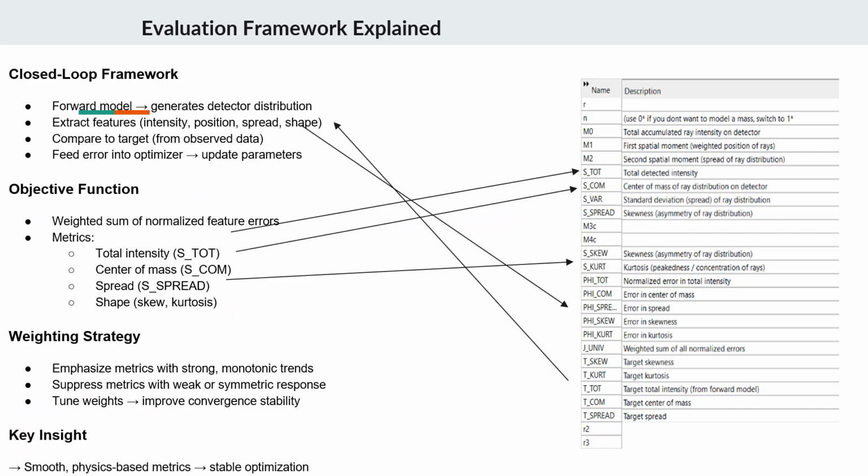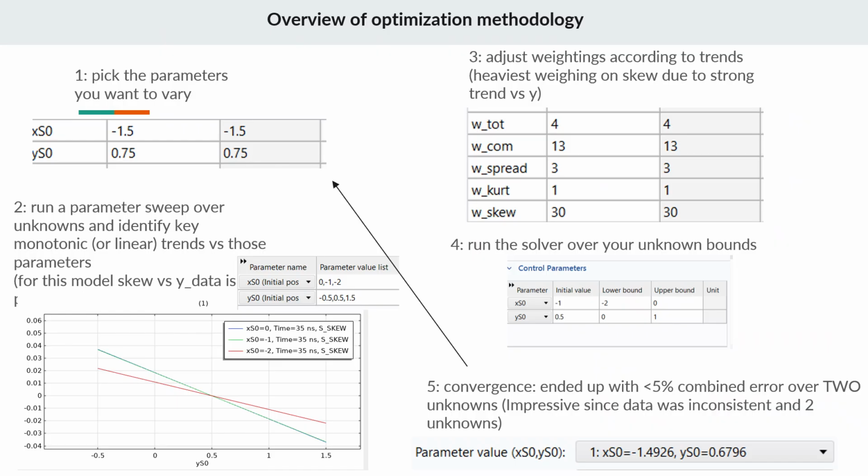And so this slide summarizes how the full closed loop framework works. We run the forward model, extract physically meaningful features from the detector, and compare them to the target distribution. The difference is captured through a weighted objective function, which the optimizer uses to update parameters. The key is that we weight features based on how strongly they relate to parameters, emphasizing stable monotonic relationships. This allows the optimization to converge reliably even in multi-parameter cases.